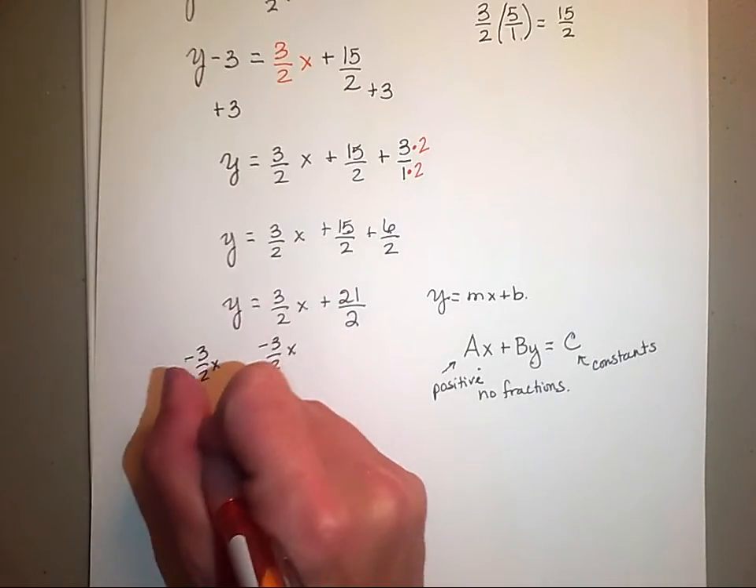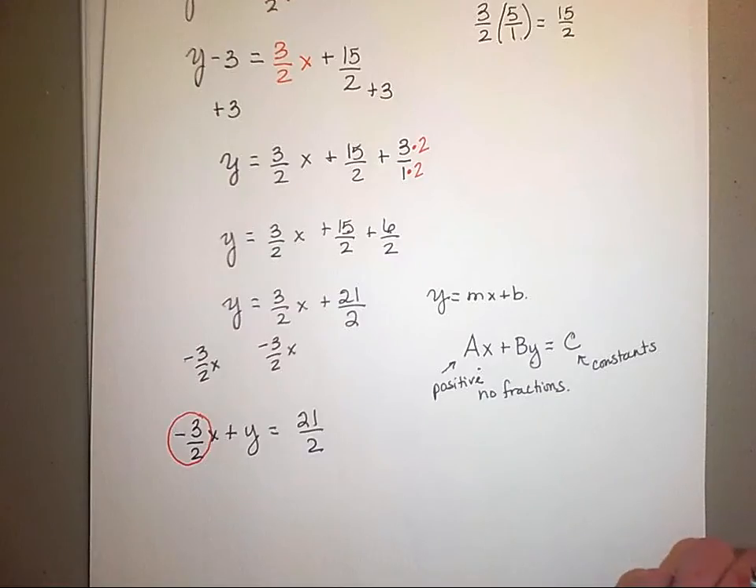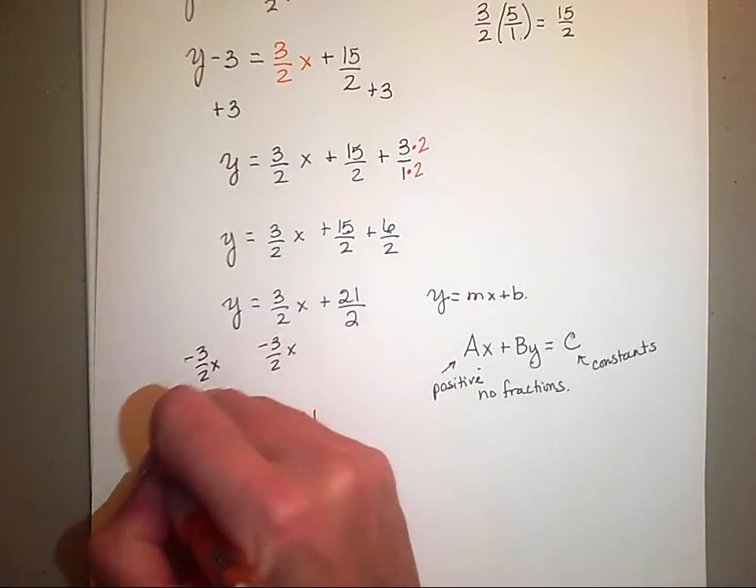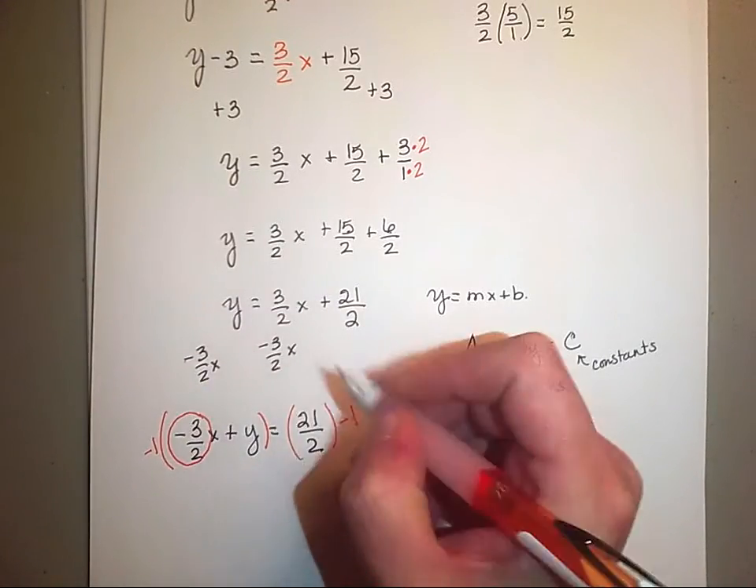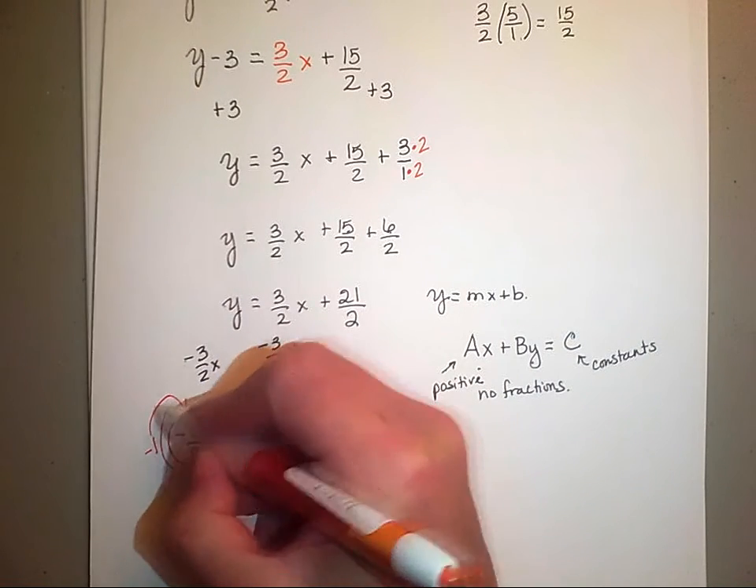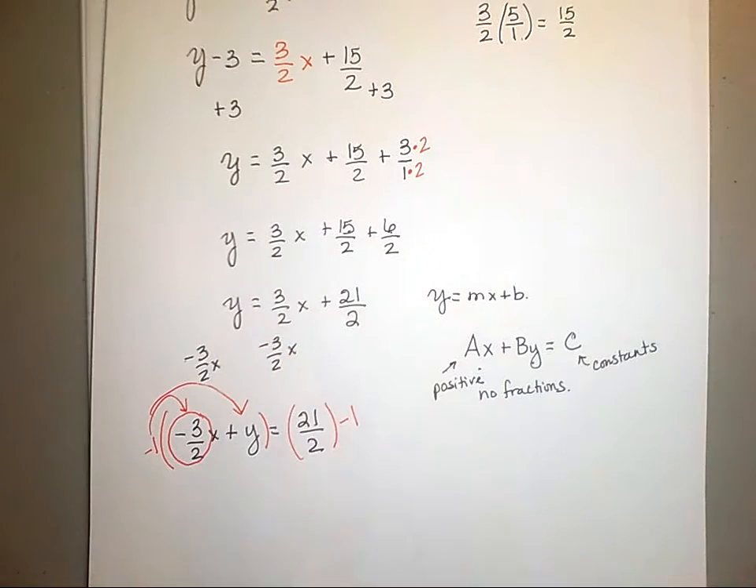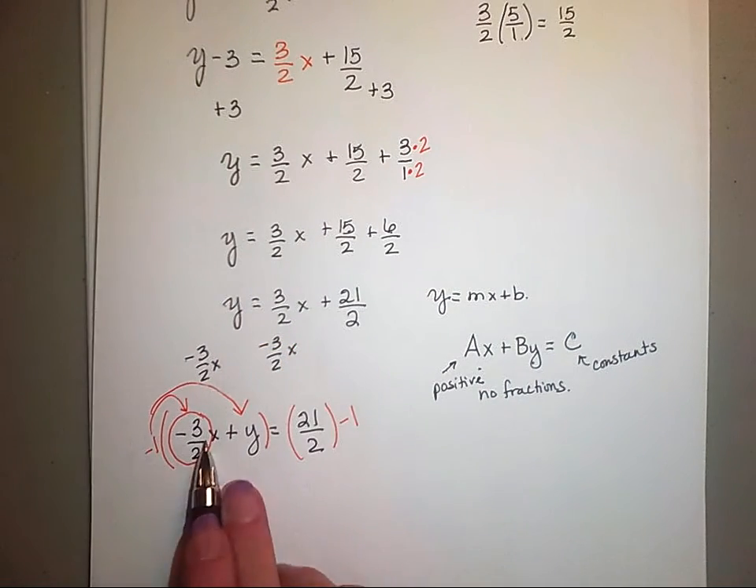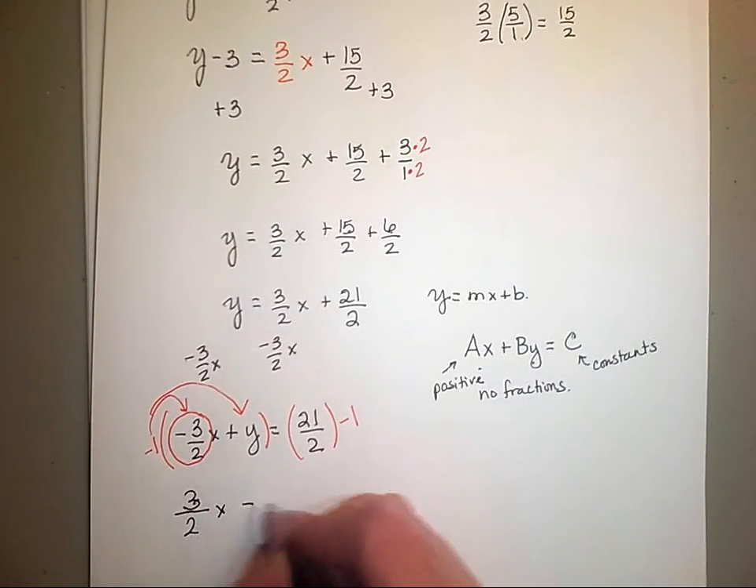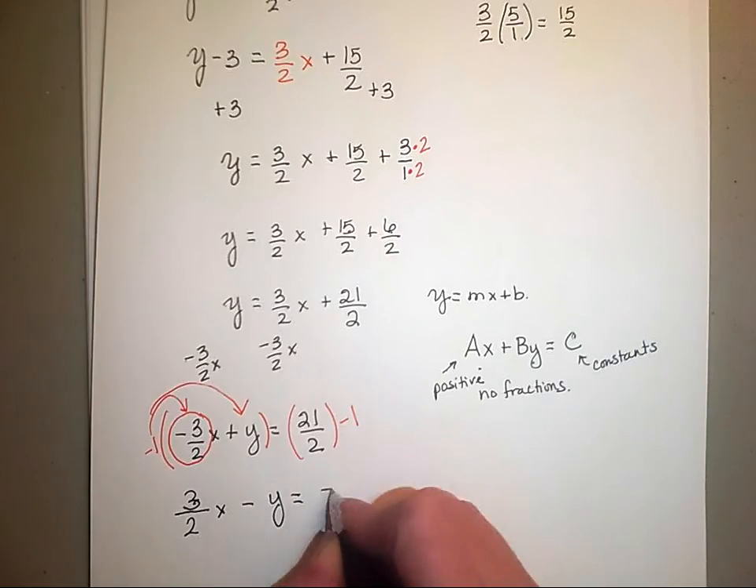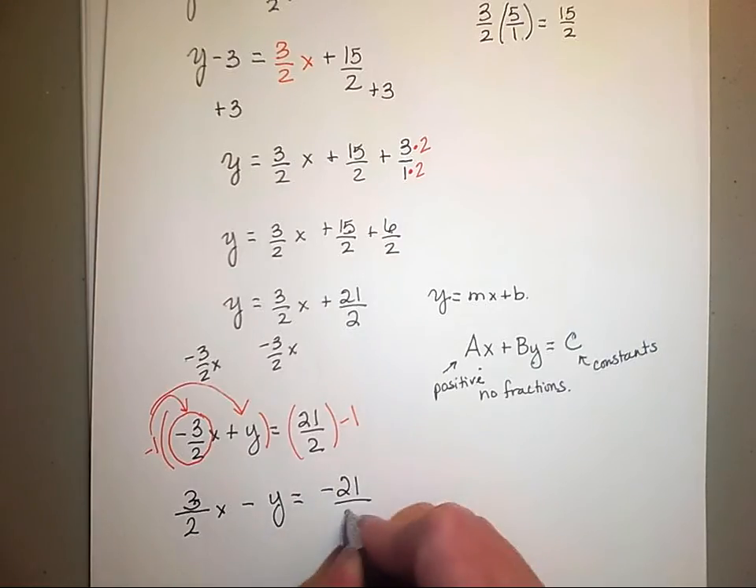Now we want this to be positive, okay, and it's clearly not. But I can multiply both sides by a negative 1. And I'll have to distribute this negative 1 to everything. But that would make my first term a positive 3 halves x, and now minus y is equal to negative 21 over 2.